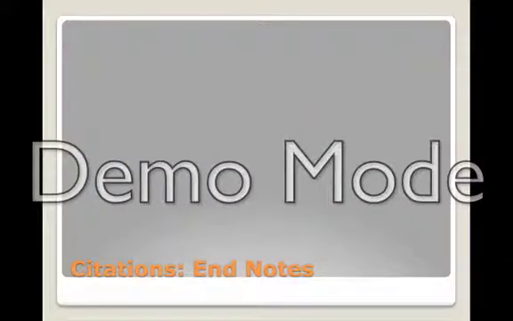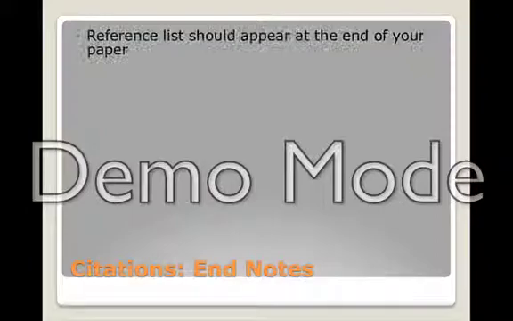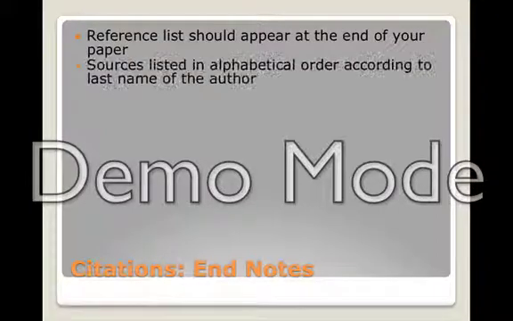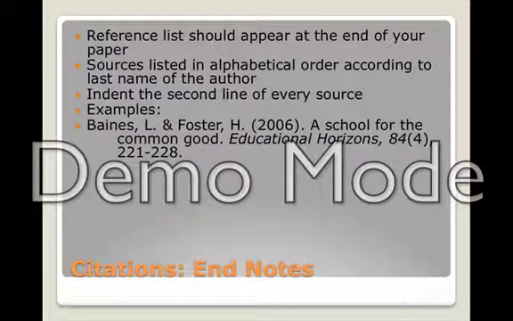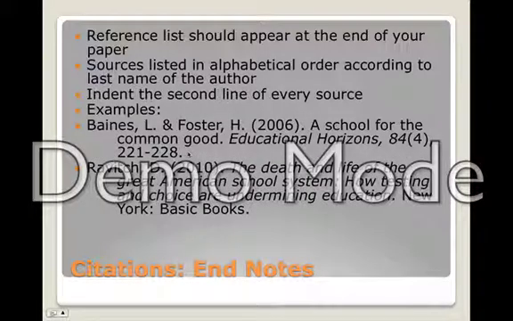Finally, at the end, you've got to lay out all the citations that you cite, or the sources that you cite, excuse me. So you should have a reference list. It should have the sources listed in alphabetical order according to the author's last name. Indent the second line of every source. Here's 2 examples. Okay, Baines, comma, L, ampersand, Foster, comma, H, period, 2006, period. The title, A School for the Common Good, period. The journal, Education Horizons, is italicized, comma, the volume number, still italicized, in parentheses, the issue number, comma, the page numbers, and period. If you're doing a book, Ravitch, comma, D, 2010, period.